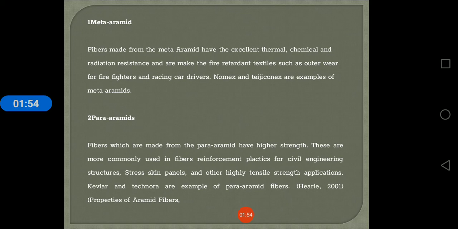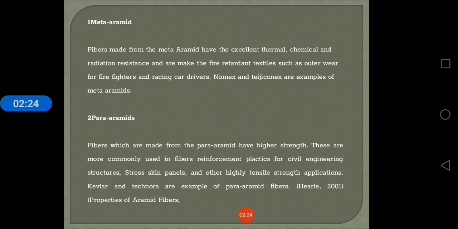Then next, going to the para-aramids. Fibers which are made from the para-aramid have higher strength. These are more commonly used as fiber reinforcement in plastics for civil engineering structures, stress skin panels, and other high tensile strength applications. Kevlar and Technora are examples of para-aramid fibers.